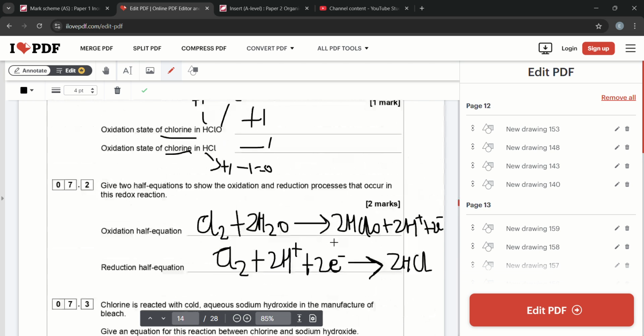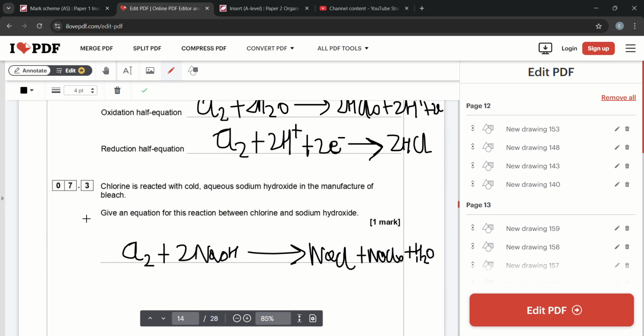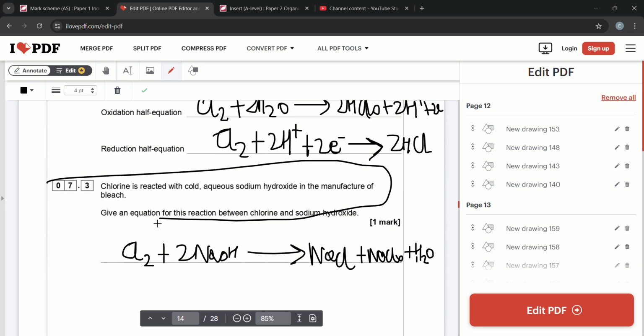If there's one equation I'd recommend to learn in question 7 from this video, it's this one. This came up on my mock. I'm pretty sure it came up last year's exam, and I think it might have come up on my resit as well. It always pops up, this one. Chlorine reacting with cold aqueous sodium hydroxide, the manufacture of bleach, and I always get it wrong. So Cl2 plus 2NaOH, arrow NaClO plus NaCl plus H2O.